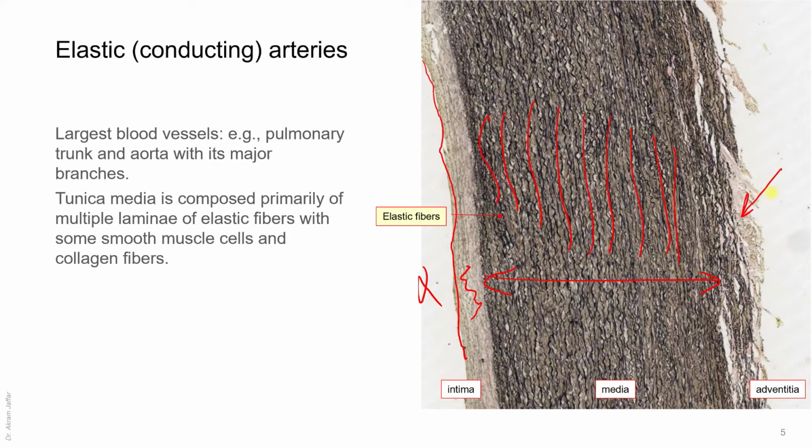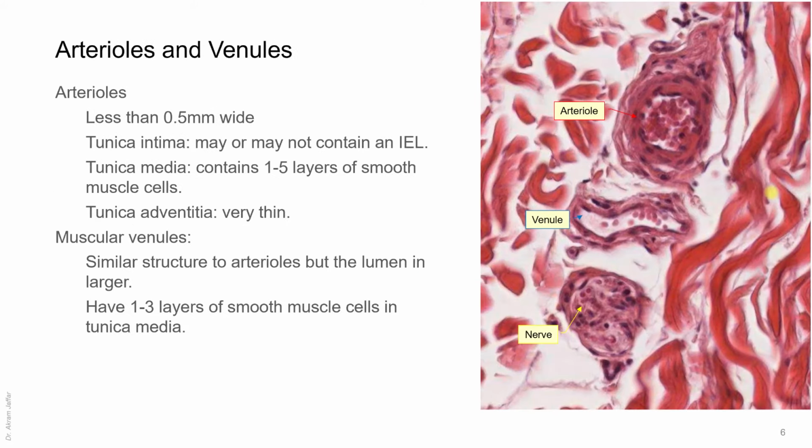So that's why these are called elastic arteries, because they have multiple layers, multiple laminae of elastic fibers, and at the same time they are conducting arteries because they conduct blood from the heart. And in a moment I will give more details about the use of these multiple elastic fibers in the wall of these arteries. Then we have the other vessel.